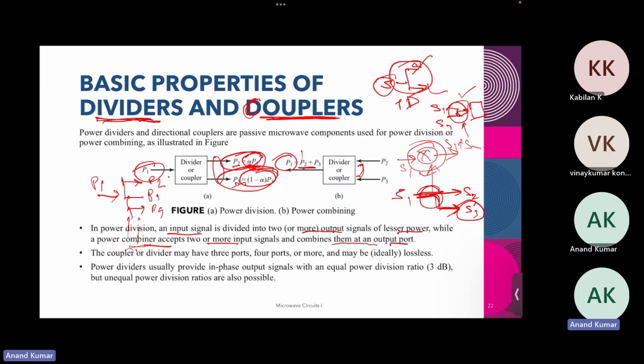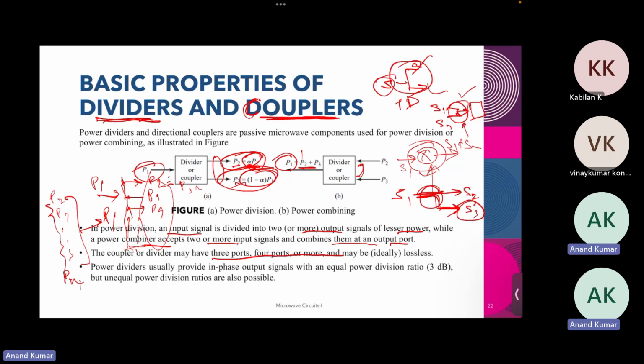They also need not be of the same ratio. It need not be that P2 is equal to P3 equal to P4. It could be an arbitrary ratio, and it could be any number of power divisions. Similarly, any number of P2, P3, P4, Pn can be combined to get P1, and they need not be of the same magnitude.